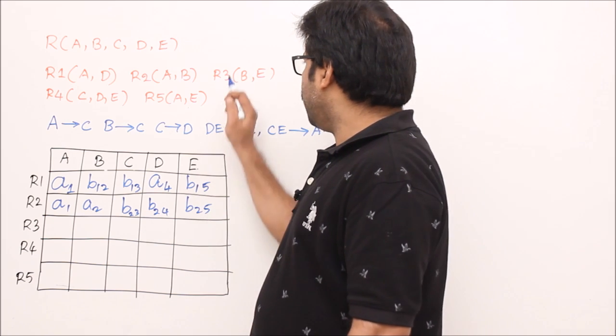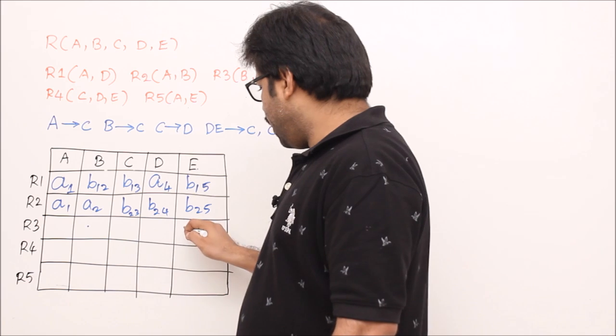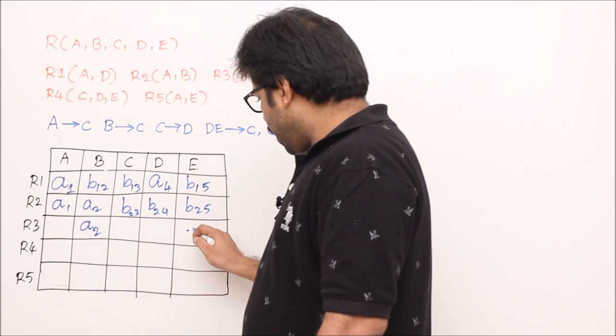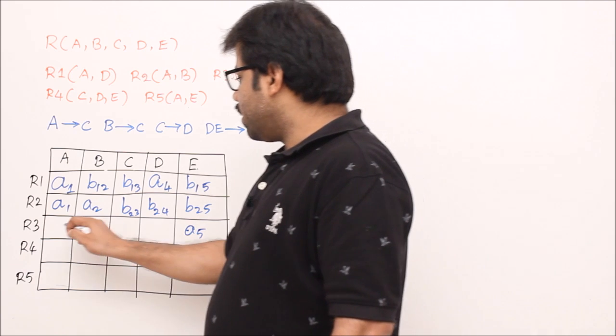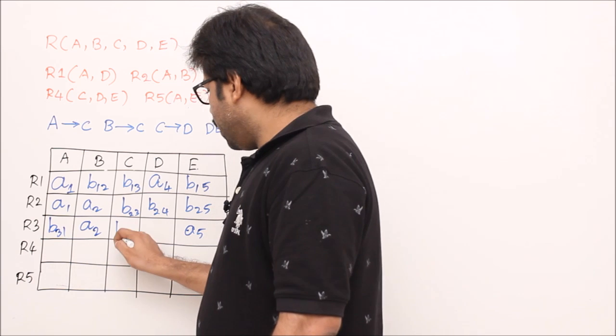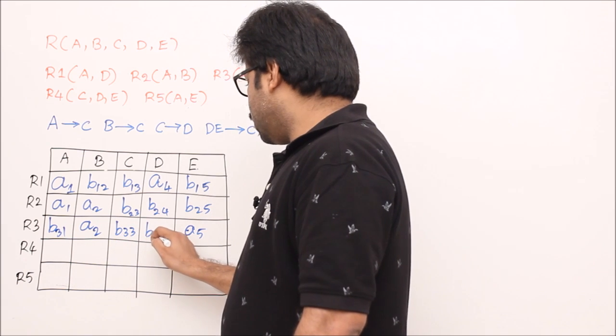Now go to R3, B comma E. Mark B and E where you have to write A entry. A column number, second column. A fifth column. Remaining things are B's. So B third row, first column. Here it is third row, third column. It is third row, fourth column.